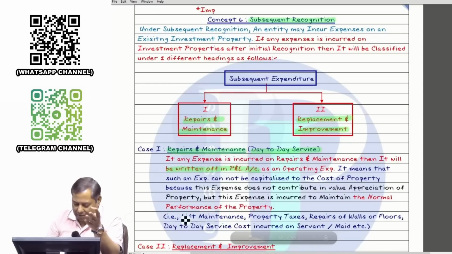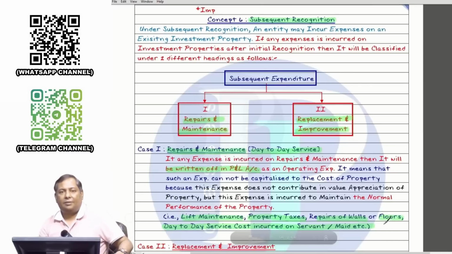Take it to P&L. An example is also there. Here, lift maintenance, it's AMC. Any taxes paid, any wall repairs or any floor repairs done, any servants or maids hired, all these expenses go to P&L, right?